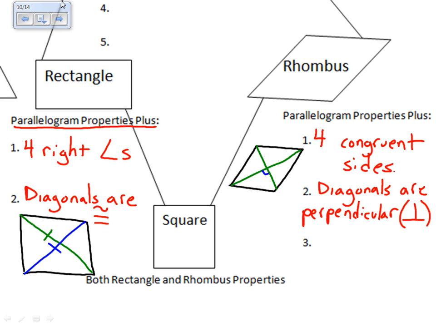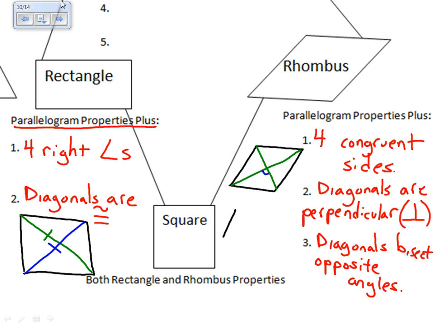And the second property, or the third property, excuse me, diagonals bisect. What does bisect mean? Cut it into 2 equal parts. So you're going to cut it in half and then they're both going to be equal. So the diagonals bisect opposite angles. Diagonals bisect opposite angles. So I'm going to draw another rhombus.